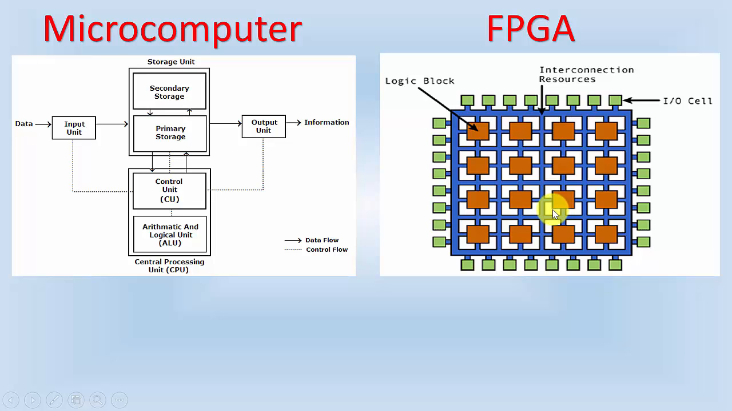And one more thing is that it is more efficient than a microprocessor and it is faster than a microprocessor. From the previous example only, we have seen which one is faster. Our FPGA is the faster one.